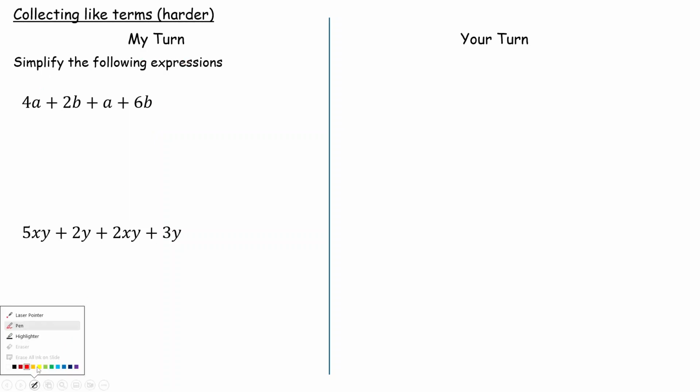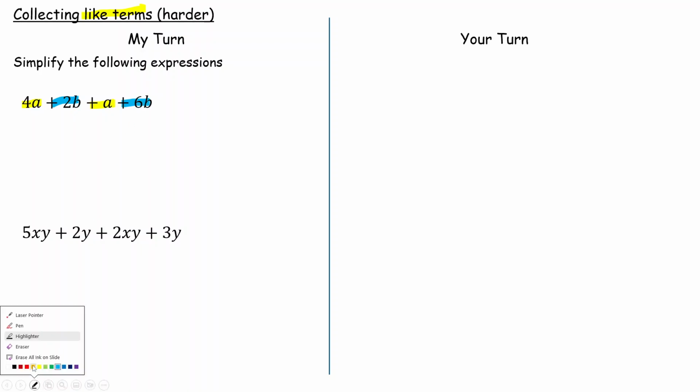So when you're doing this, it's really important that you're, first of all, getting the terms that are like. And by that, I mean they have the same variable. So you can see here we've got a 4a and we've got a plus a. And these are like terms because they both have an a variable in them. Similarly, with the ones in blue, with the b part, we've got a plus 2b and we've got a plus 6b. And these are like terms because they both have the same ending, the same variable. They both end in a b.